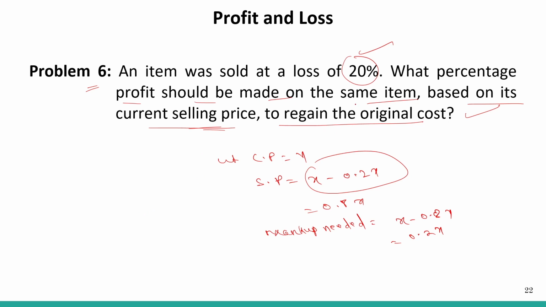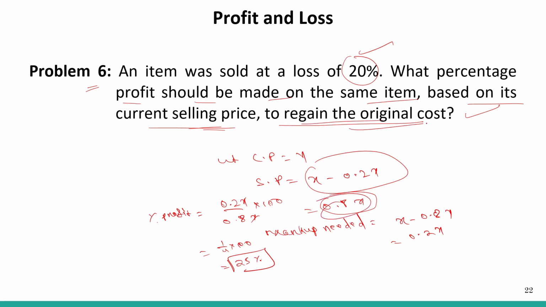So what percentage profit? Percentage profit is equal to profit. So profit is equal to 0.2x. This much amount of profit we need, on a cost price of this much amount, 0.8x. So it will be 0.2x over 0.8x into 100. So x cancels out. So 1 by 4 into 100 is equal to 25%. So 25% markup or profit we need on this price so that we can regain the original cost.